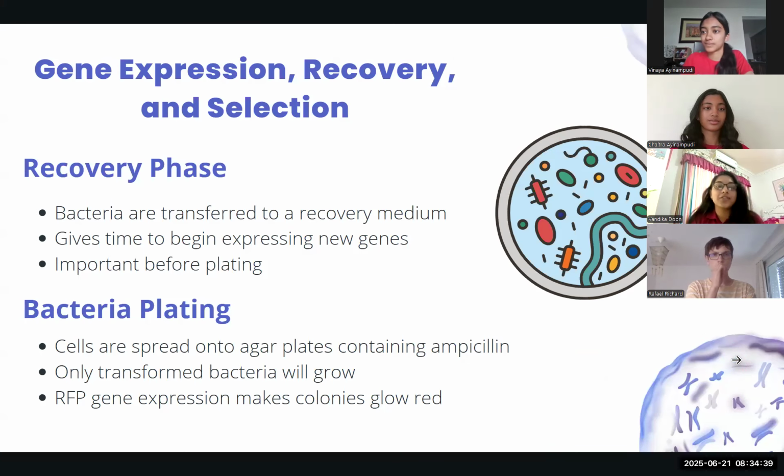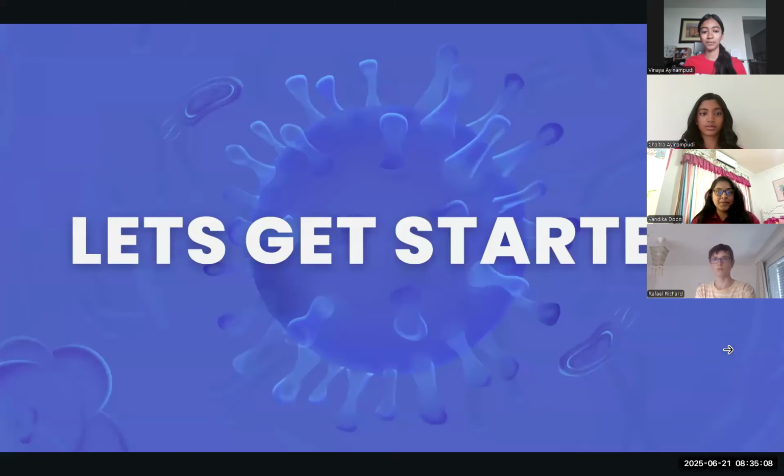Gene expression, recovery, and selection. In the recovery phase, which is after the heat shock, the bacteria are transferred to a recovery medium, which gives them time to begin expressing the gene. It is very important to do this before plating. For the plating itself, the cells will be spread onto an agar plate containing ampicillin, and then the transformed bacteria will grow, and the RFP gene will make the colonies glow red.